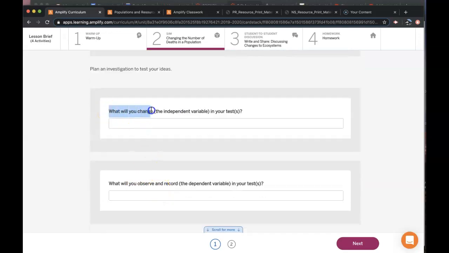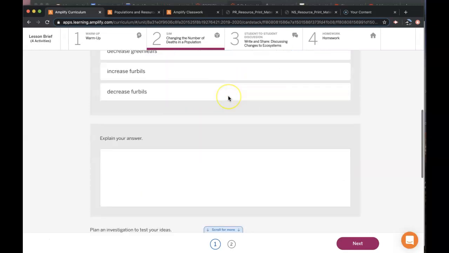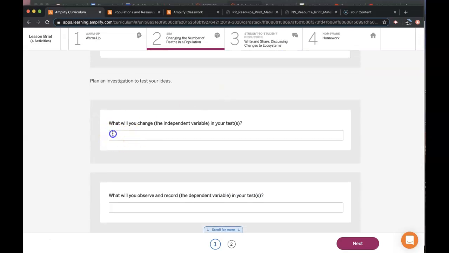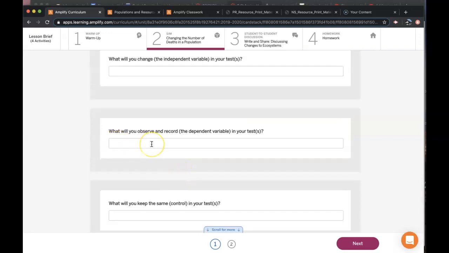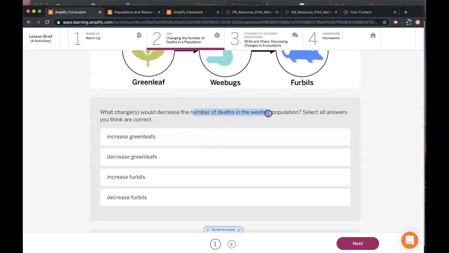Remember, what you change is the independent variable. These are the things you're saying would cause the number of deaths to decrease in the WeBugs. So what you're changing is what you selected. That's the independent variable, so you'll write those in here. And what you're observing is the number of deaths in the WeBug population. We're deciding that if we change these, we should see a decrease in the number of deaths. You're trying to pick the ones you think will cause a decrease in the number of deaths of the WeBugs.